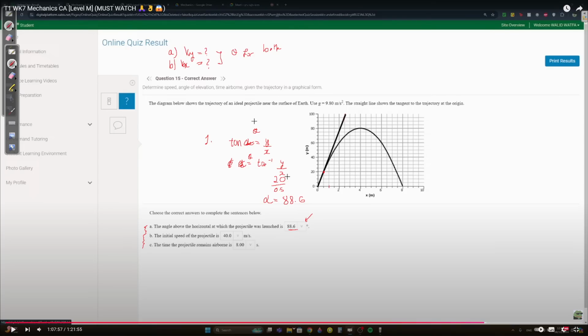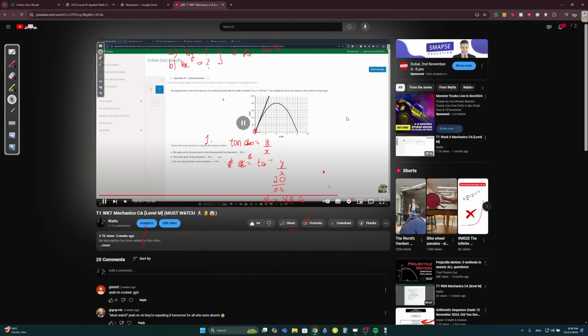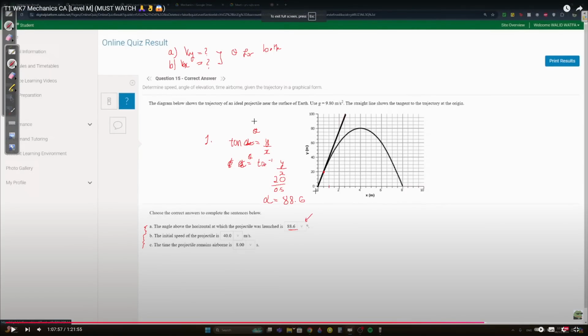After this, you can now find the initial speed. To find the initial speed, you look at your graph and they gave you that the range is equal to 8 meters. And we know that the range is equal to v naught squared sine 2 theta over g. So just substitute. We're looking for v naught. The range 8 is equal to v naught squared sine 2 theta, 2 times 88.6, over g, which is 10 or 9.8, whatever. You solve this equation. Let me pull up my calculator.